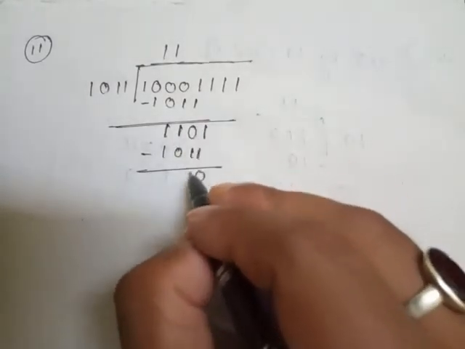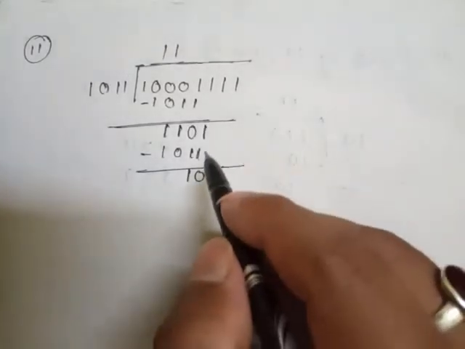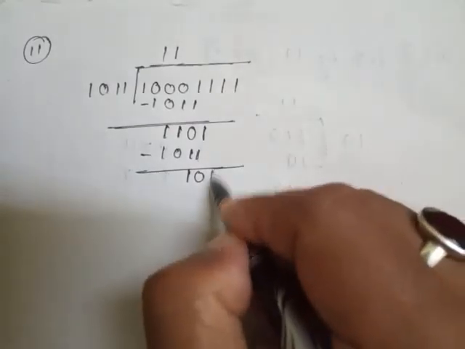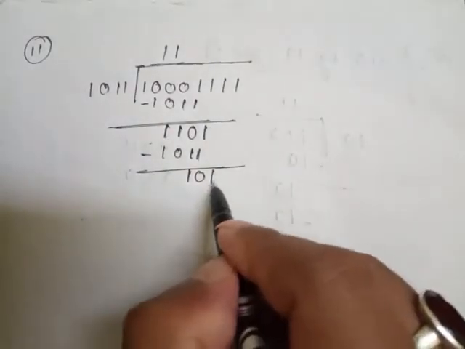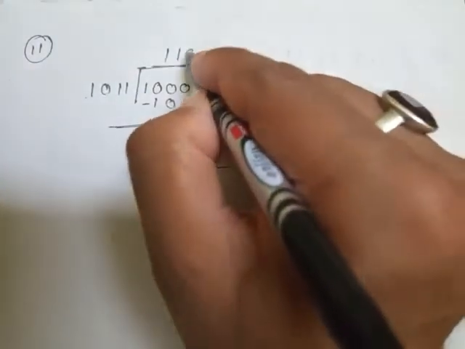So 10 minus 1 is 1. Now just after that is 10 only. Now if I put down 1 here, this 101 will not be divisible by this, because there are 3 digits and 4 digits.